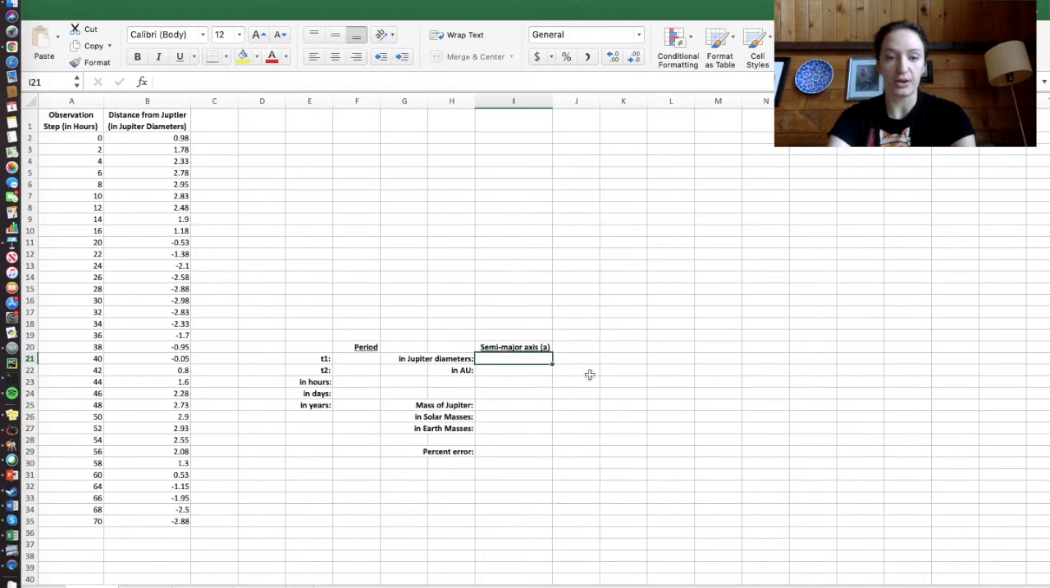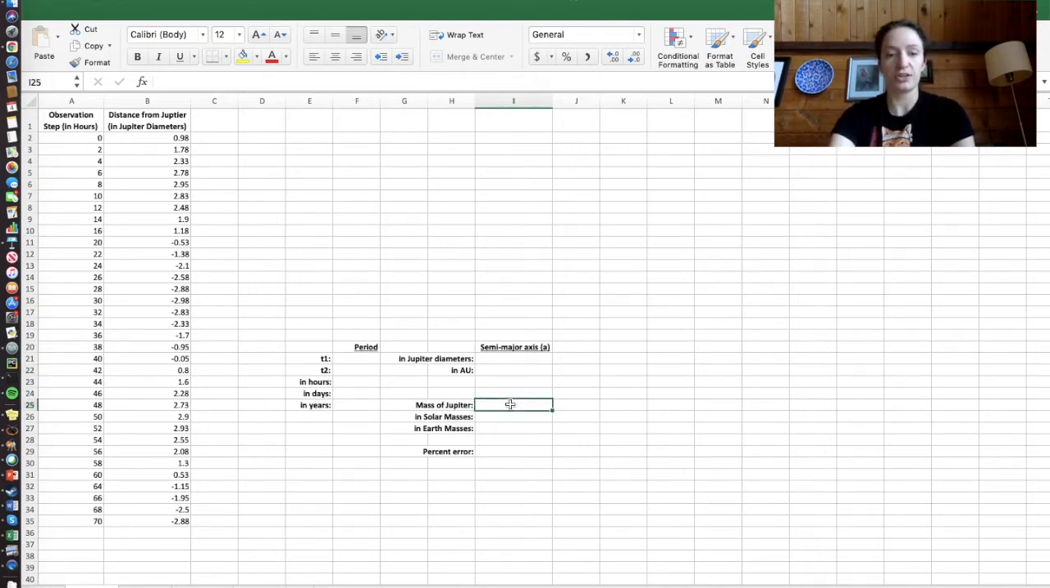So first you're going to calculate the semi-major axis in Jupiter diameters. Then you're going to calculate it in astronomical units. Now remember, we've gone over what an astronomical unit is, but just as a refresher, 1 AU, astronomical unit, is equivalent to the distance from the sun to Earth, basically.